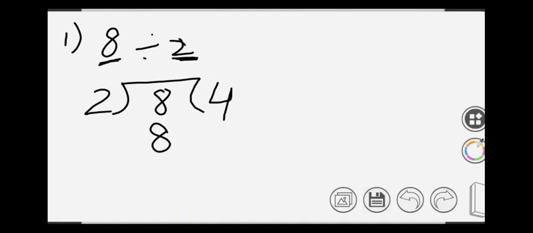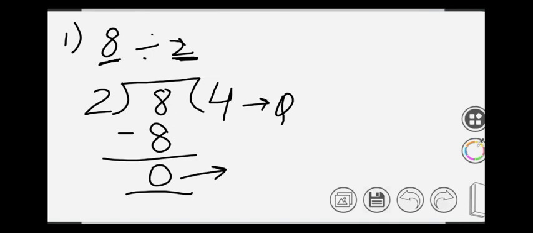After this, the next step is to subtract both the numbers. So I'll put the subtraction sign and then subtract 8 and 8. 8 minus 8 is 0. That means here our quotient is 4 and the remainder is 0. So there is no remainder in this question.